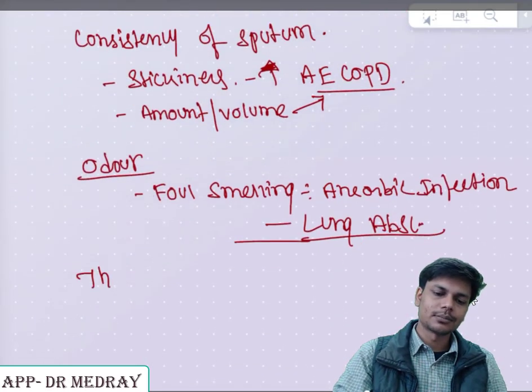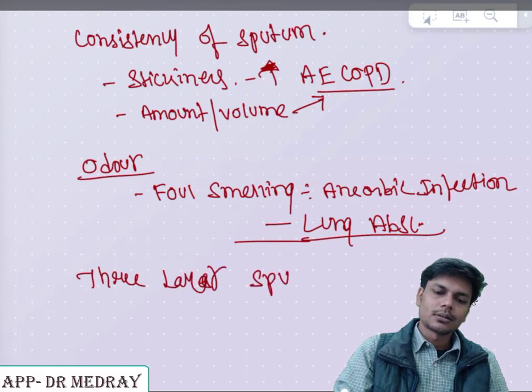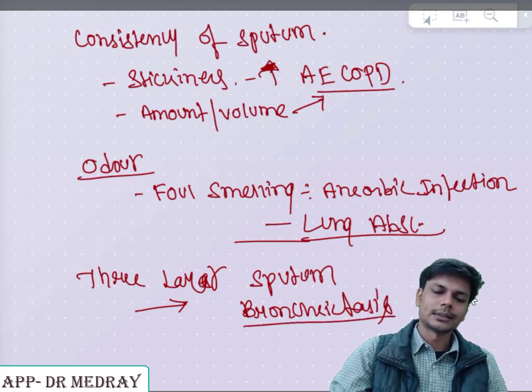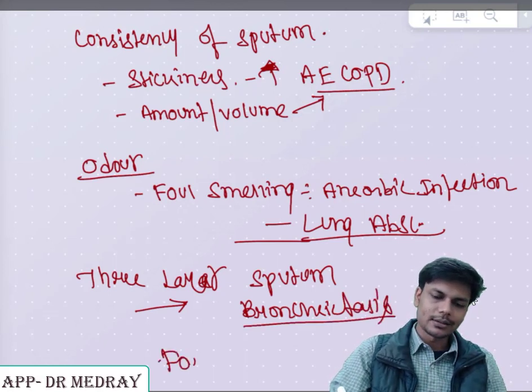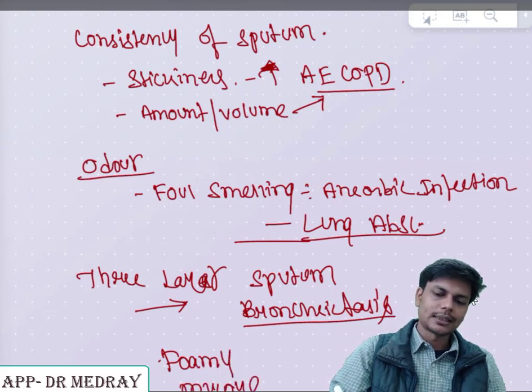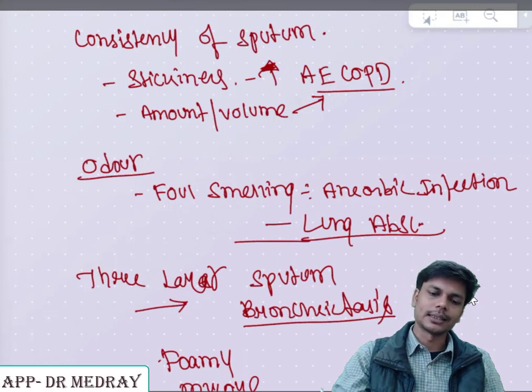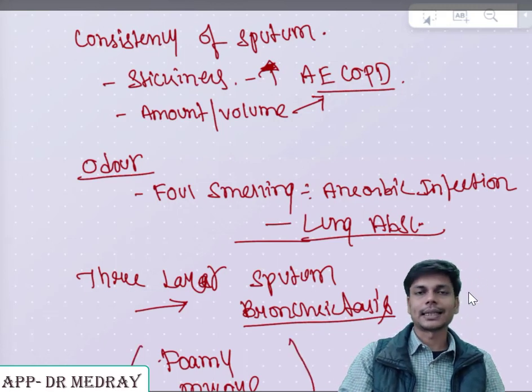Three-layer sputum. What is three-layer sputum? It is characteristic of bronchiectasis. The outer layer is a foamy layer, the middle layer is a mucus layer, and the bottom layer is a viscous purulent layer. So three-layer sputum is characteristic of bronchiectasis.